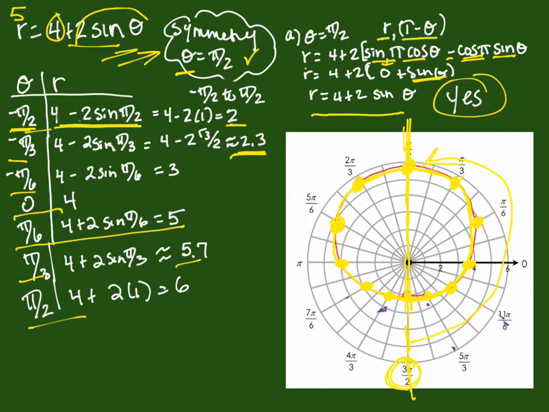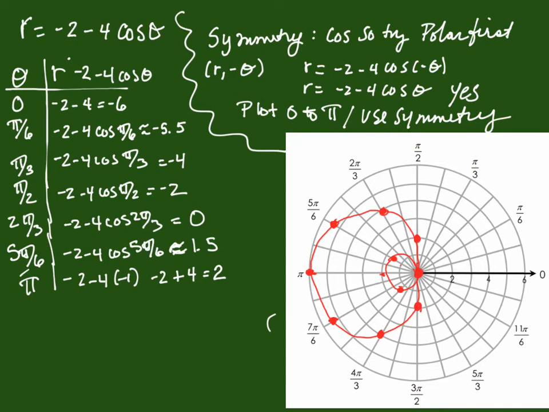All right, let's look at number 6. Okay, number 6. You have a cosine. So I'm thinking symmetric to the pole. No, symmetric to the polar axis. And so we're going to test that. All right, so is it r, negative theta? Put in a regular r, change theta to negative theta, and sure enough, I get the same thing. So we have symmetric to the pole. So there is the symmetry.